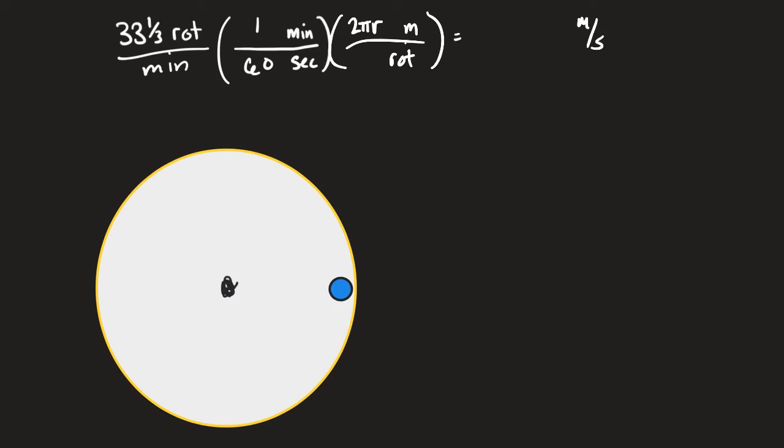So let's handle this. It's 33.3 times 2 pi times 0.31. You better put your thing in meters. If you left that radius as 31 centimeters, you'd get centimeters per second. We don't want that. All divided by 60. You can do the rest, right? By the way, it's like 1.08 meters per second.